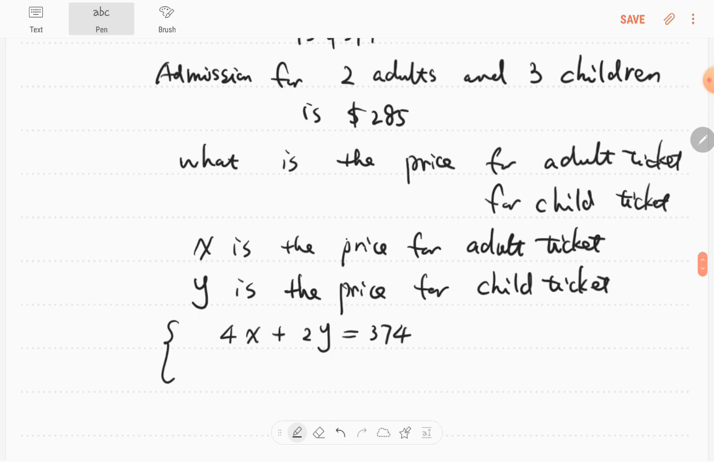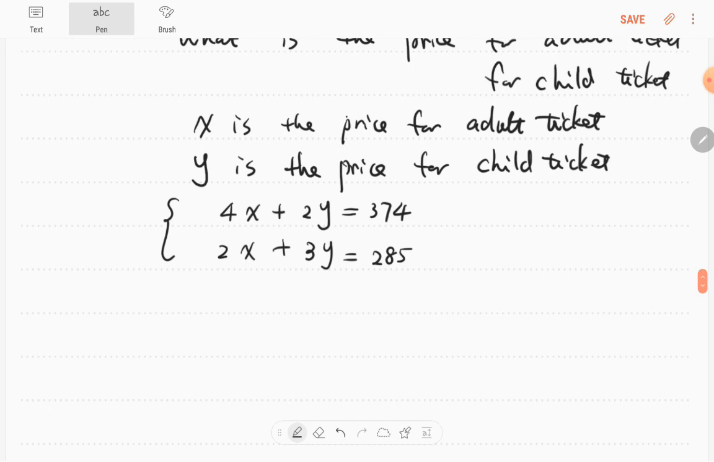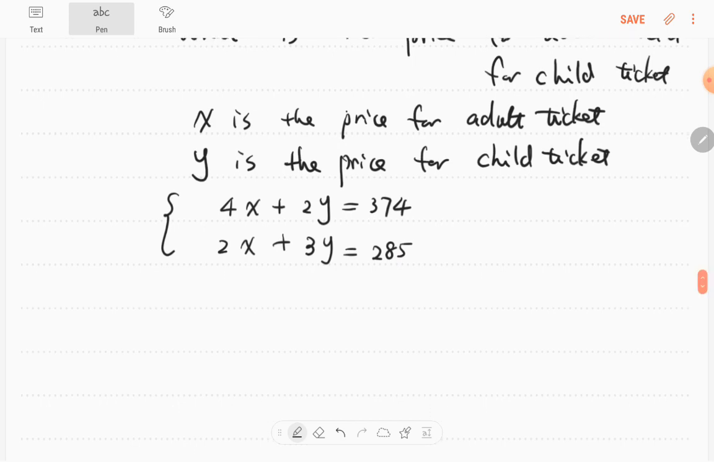Now we also have another condition. We can translate it to equation 2. This time admission for 2 adults, so 2x adult tickets, plus 3 children tickets, 3y. This time cost $285. Okay. Now we finish the second step. We translate the words into the system of linear equations. Remember, 2 equations. Okay. After that, we could use the substitution method or the addition method.